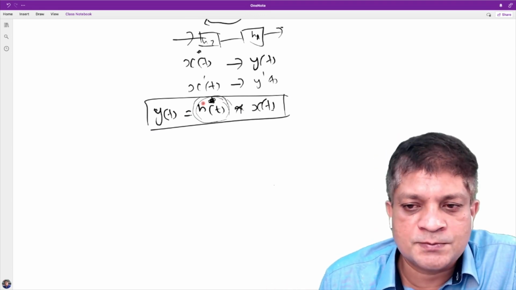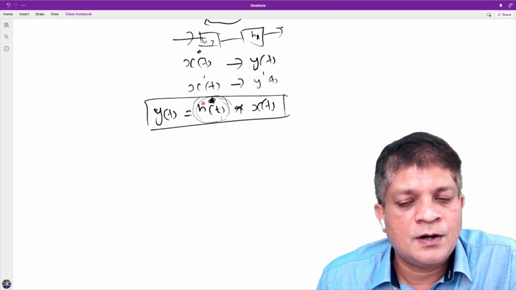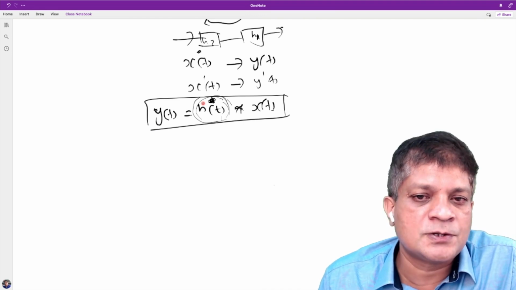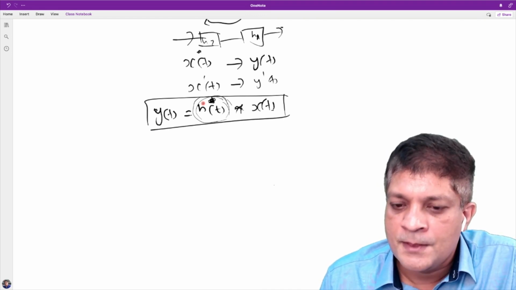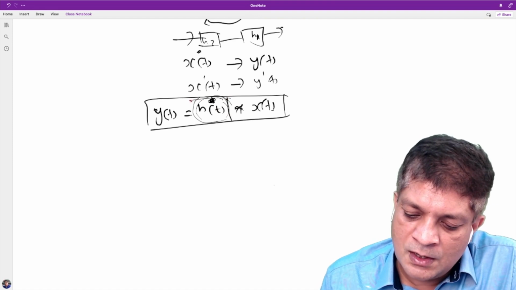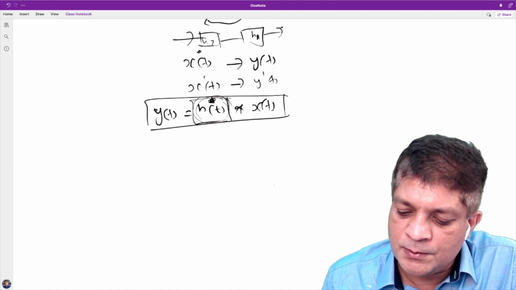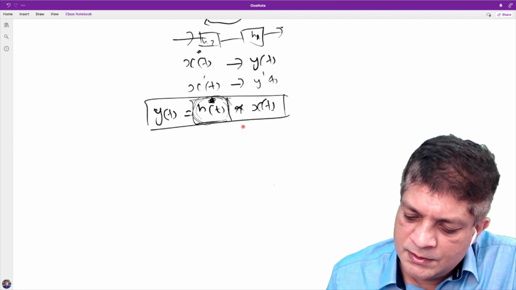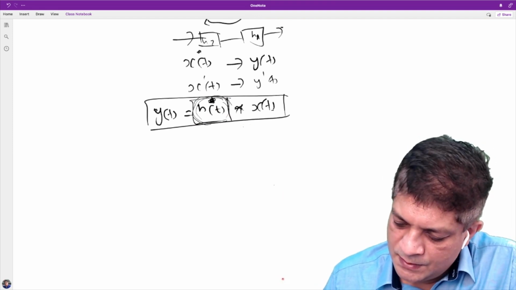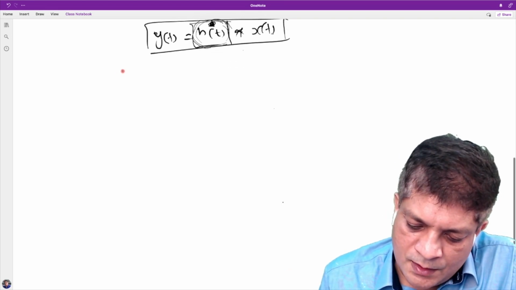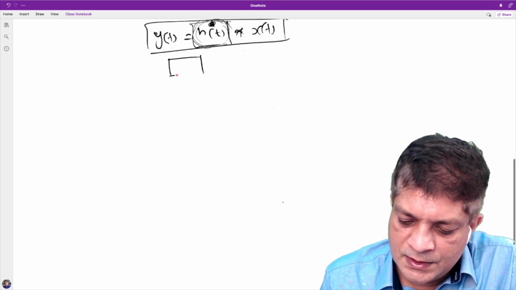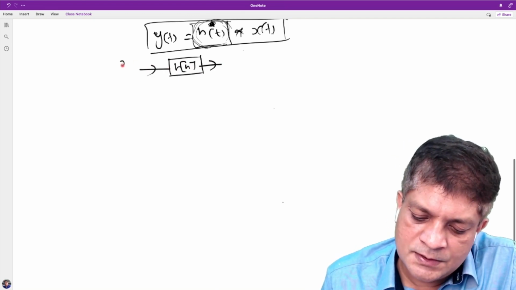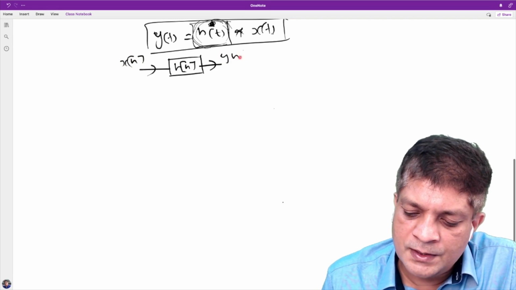from the impulse response. Properties means memory, causality, stability, invertibility. These are the properties of systems that we have discussed. So today we'll see how we can determine these properties from the impulse response of the system. So let us start with a discrete time system. We have a discrete time system having impulse response h[n]. Let's say x[n] is the input, y[n] is the output.